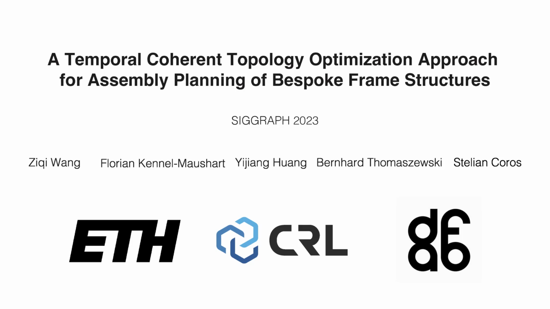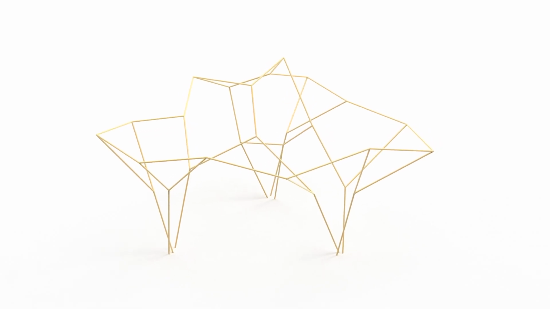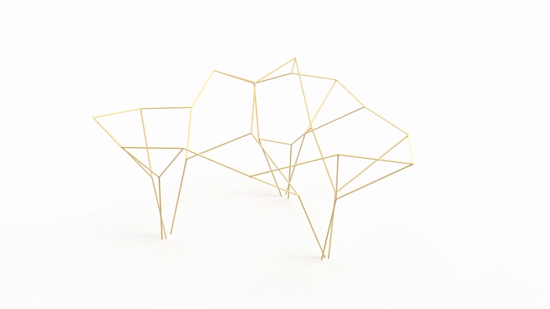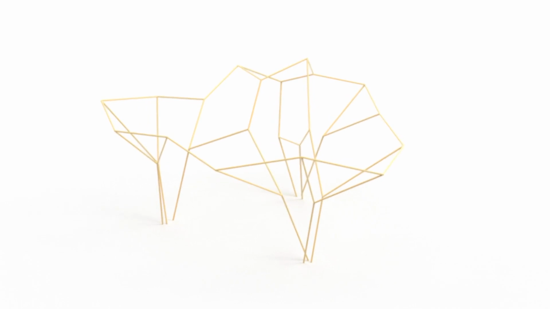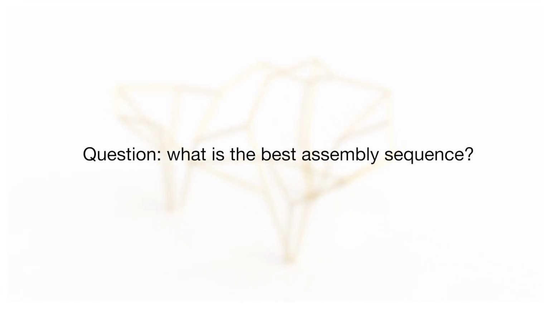We present a computational approach for planning the assembly sequence of bespoke frame structures. A bespoke frame structure is a collection of bars that are joined together to form a 3D shape. An interesting question is how to find a good assembly sequence for building this structure.